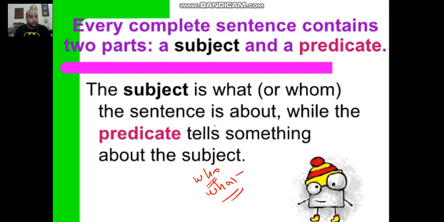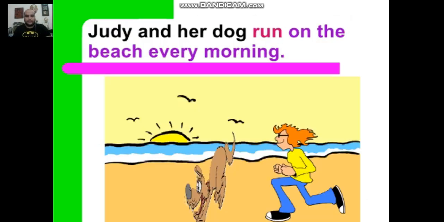Okay, and we're going to go through it together. So, the subject is what the sentence is about, while the predicate tells something about the subject, and pay attention to teacher please, the predicate always starts with the verb. It starts with the action in the sentence. What is the action taking place in the sentence? That's the predicate. It starts with the verb itself. And the simple predicate is the verb. Okay, clear? So, let's carry on.